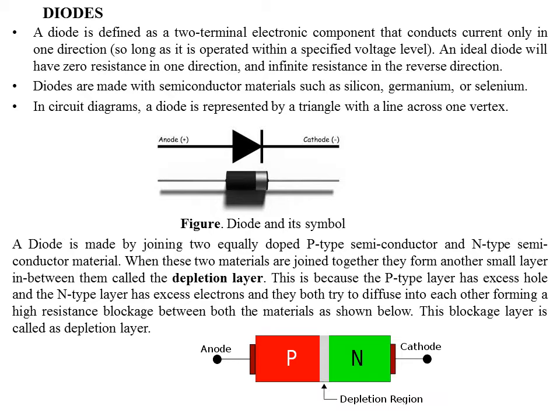One more condition exists. What is that? A reverse biased condition. Let us know what a reverse biased condition is. It is exactly opposite to forward biased condition. In reverse biased condition, negative voltage is applied to the anode and positive voltage is applied to the cathode, whereas in forward biased condition, positive voltage is applied to the anode.